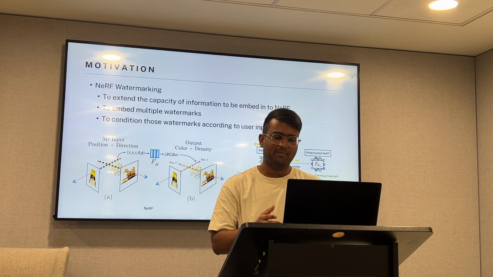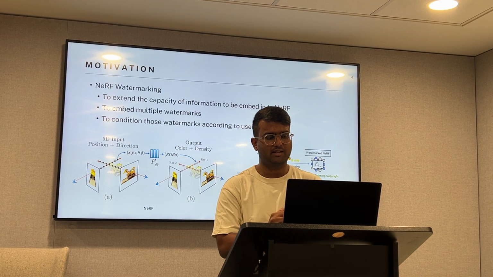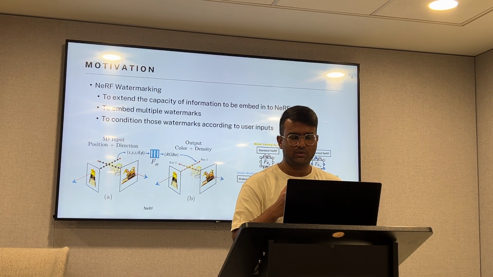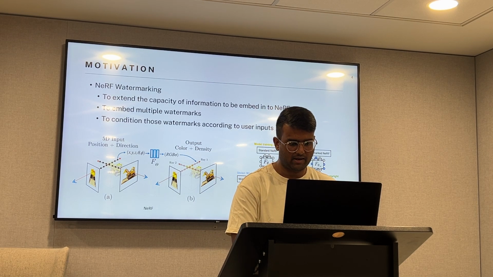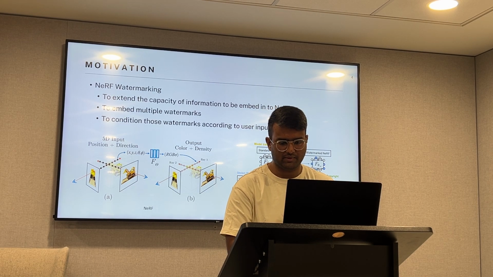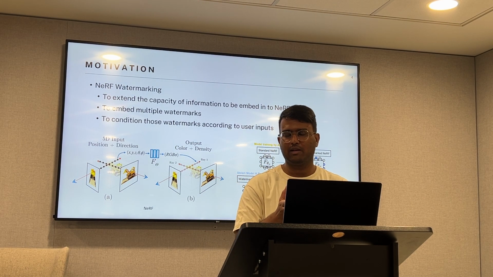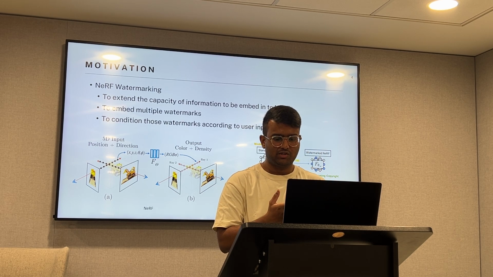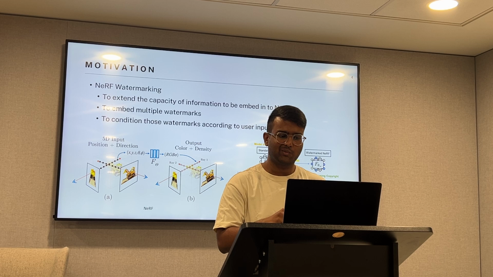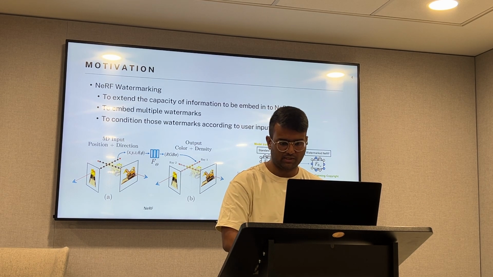And there have been many methods in recent years doing this, but mostly what they do is they just embed a single watermark into the model, as you can see over here. The major limitation with that is that the maximum bit payload capacity they have achieved is around 48 bits, which is not really realistic if you were trying to embed some information into it.